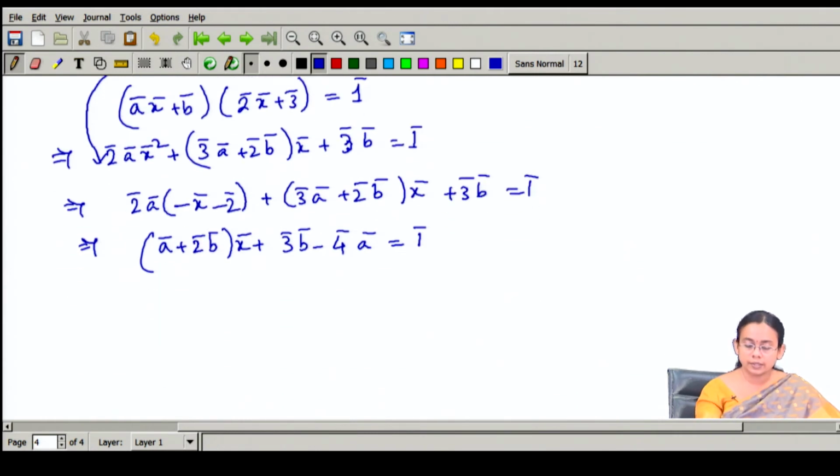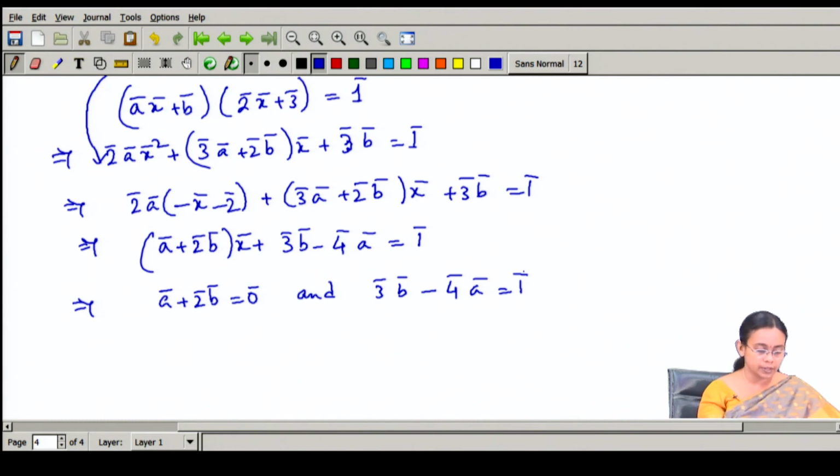So, from here you can see that if I compare the coefficients of this polynomial on both sides, then the coefficient of x should be equal to 0. That means this should be equal to 0, and I must have 3 bar b bar minus 4 bar a bar is equal to 1 bar. So, from these two equations, let us number this as equation number 1 and this as equation number 2, then 2 plus 4 bar into 1 bar we get nothing but.